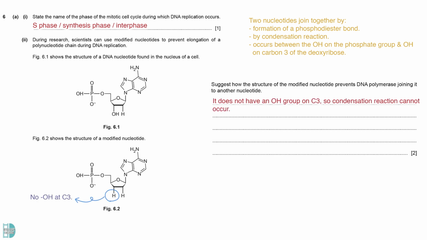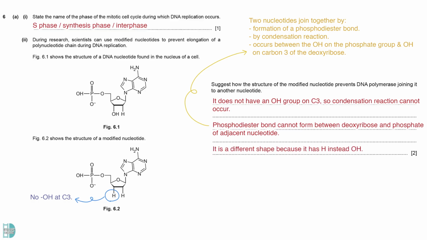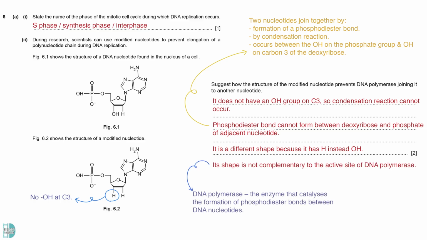The diagram shows that the modified nucleotide does not have an OH group at carbon number 3. Without this OH group, a condensation reaction cannot occur. So, phosphodiester bond cannot form between deoxyribose and phosphate of the adjacent nucleotide. Another reason is that it has a different shape from a normal nucleotide as it has a H instead of OH. So, its shape is not complementary to the active site of DNA polymerase, the enzyme that catalyzes the formation of phosphodiester bonds between DNA nucleotides. No enzyme substrate complexes can form for elongation to take place.